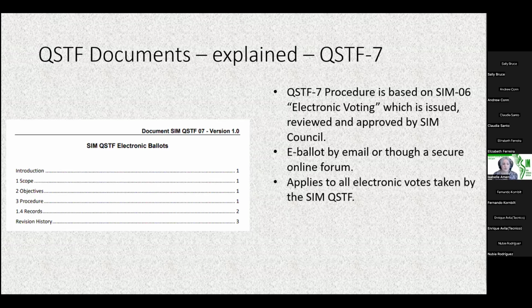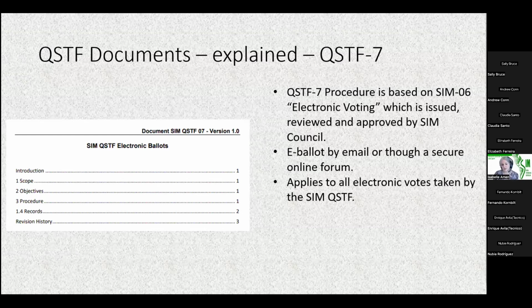It applies to all electronic votes that SIM QSTF will take. It could be approval of documents. It could be approval electronically of a motion to approve a QMS. This has happened, or could happen, that during a meeting, a conditional approval is given, subject to the condition that additional evidence, not submitted as part of the meeting but available and existing, is provided. The motion at the meeting is to conditionally approve.